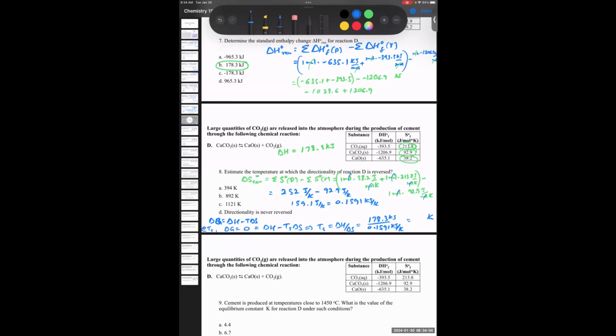Let's see if I can find one on my phone. Okay, I have 178.3 divided by 0.1591. Got 1,120.7. Okay, that is closer to C. I'm glad that I at least got something closer.